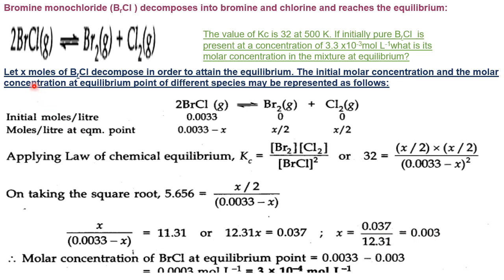What is X here? X is, let X moles of BrCl decompose in order to attain the equilibrium that we have presumed. So, molar concentration of BrCl at equilibrium point equal to what? 0.0033 minus X here. That is 0.0033 minus 0.003. That gives you 0.0003 mole per liter, and in terms of scientific notation, it is 3 into 10 to the power minus 4 mole per liter. So this is the molar concentration of the bromine monochloride at equilibrium.